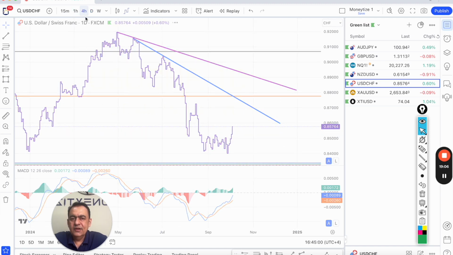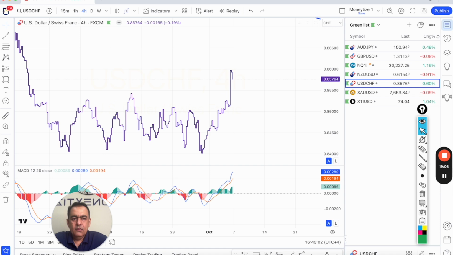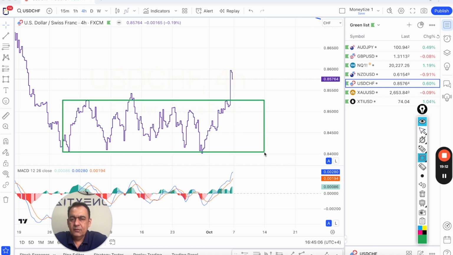Now going to 4H. Now we got the range breakout here, so it was consolidating for quite some time, but now the buyers are back and we got the breakout. After a breakout, we always wait for the retracement and then we join the trend.